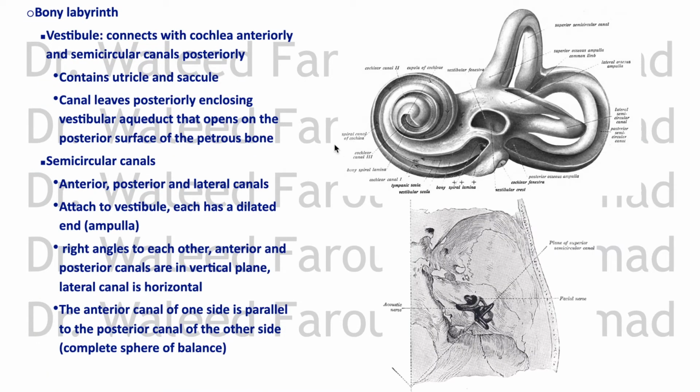The bony labyrinth is divided into three parts. The middle part is called the vestibule, and connects the cochlea anteriorly and semicircular canals posteriorly. And from the vestibule, there is a canal that goes backwards called the vestibular aqueduct to open behind the petrous bone. See, it goes through the bone and opens behind the posterior surface of the petrous bone.